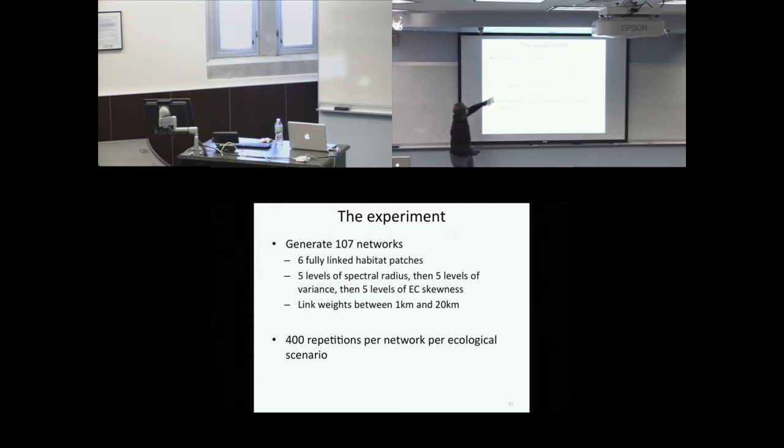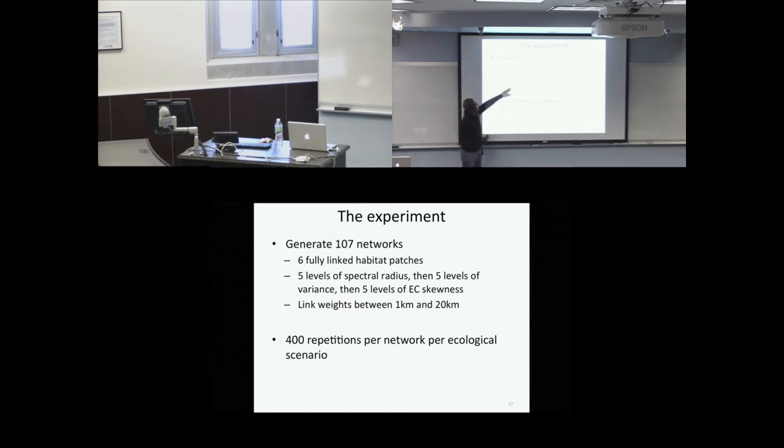And so we did this for 107 networks, and we did 6 fully linked habitat patches, because in the prairie dog and ferret literature, around 5 to 13 patches was what they were looking at for the populations they were interested in. We did 5 separate levels of spectral radius, so something like a low spectral radius, high spectral radius, intermediate. And then within those 5 levels, you can consider a tree diagram, we did 5 levels of variance and then 5 levels of skewness as well.